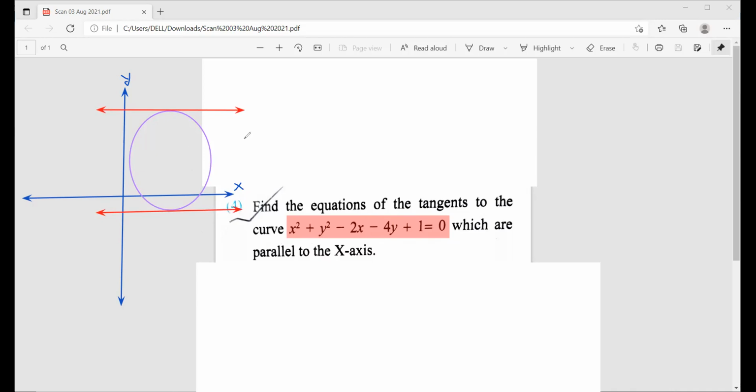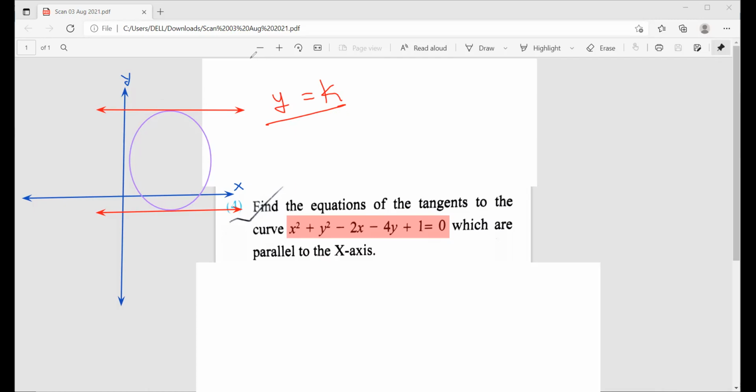Now listen, students, to get the equation of a tangent parallel to the x-axis: if a tangent is parallel to the x-axis, its equation will be in the form y equals k, because it cuts the y-axis at some point. You understand? So y equals k. If you get the y coordinate of any point on the line, on the tangent, you would get the equation of the required tangent.